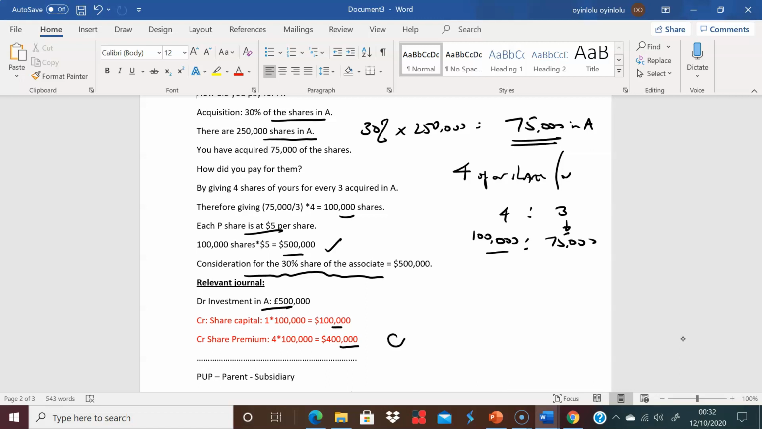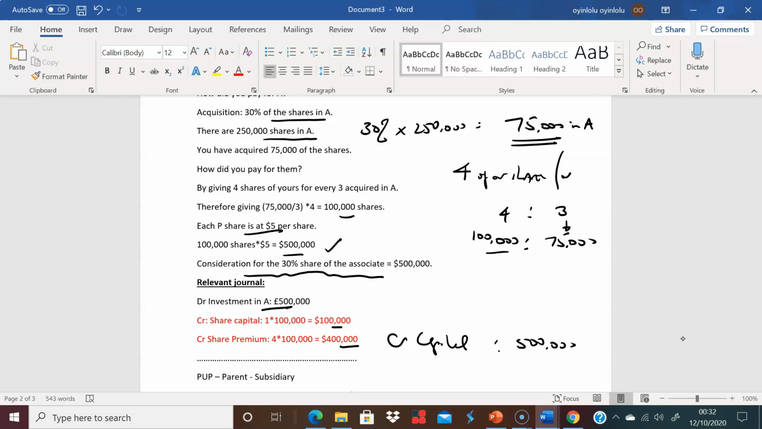I always tend to just go credit capital, but it's important to be able to split that up into the share premium and share capital element, right? Okay, and there we have that.